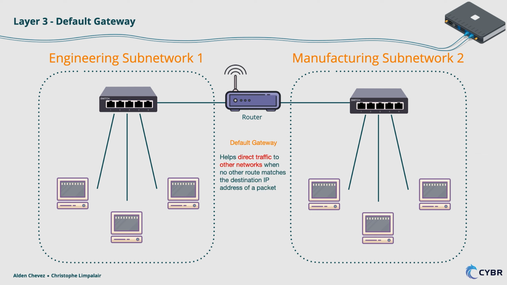The default gateway essentially helps direct traffic to other networks when no other route matches the destination IP address of a packet. Now, if you think back to the prior lesson, we talked about how routers have interfaces and how those interfaces require an IP address to be dedicated to them. The IP address that is assigned to the router's interface is very important because that serves as our default gateway. So let's go back to our example.